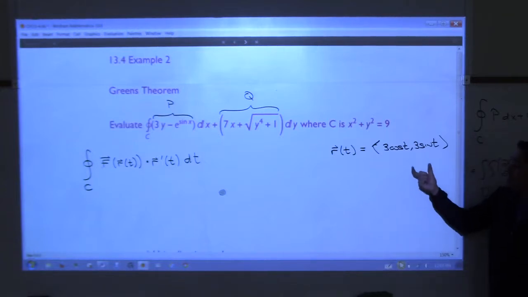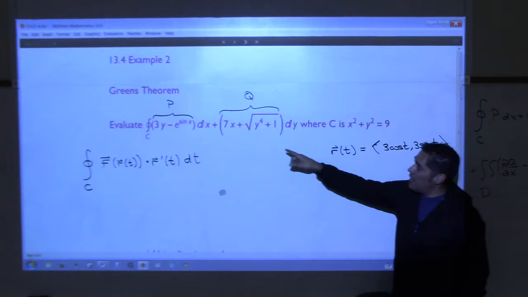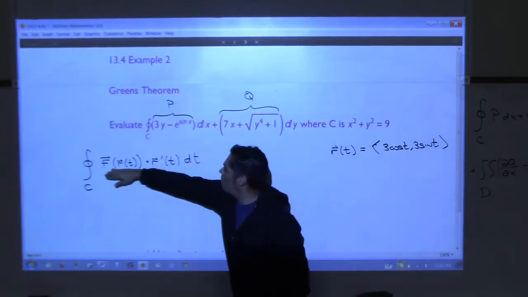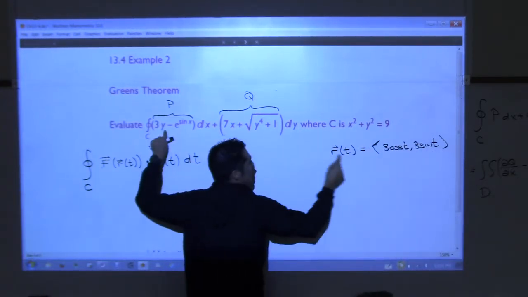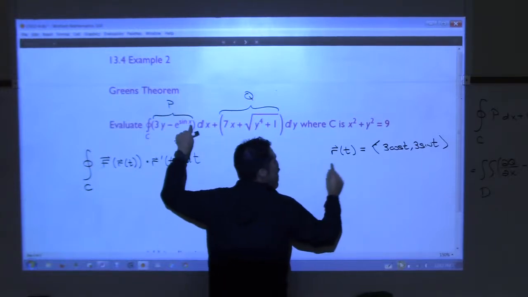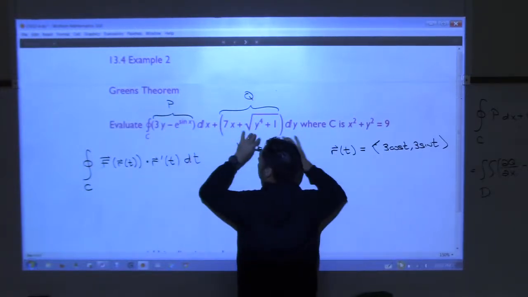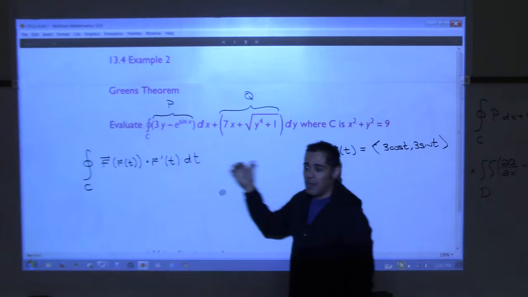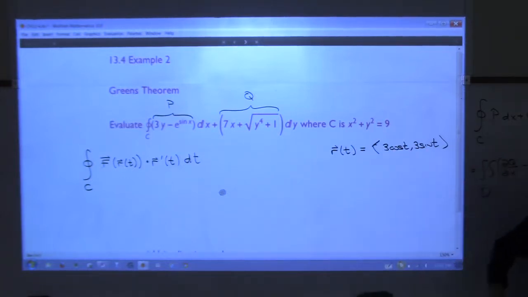Then I would have to take the derivative of this and replace every x in here, right? To do this part, I'd replace every y with sine t, every x with 3 cosine t, and then dot that with the derivative of this, and then, oh my God, do we want to write that down? Do you want to see what that looks like? I don't. But do you appreciate how nasty that is? Yes?